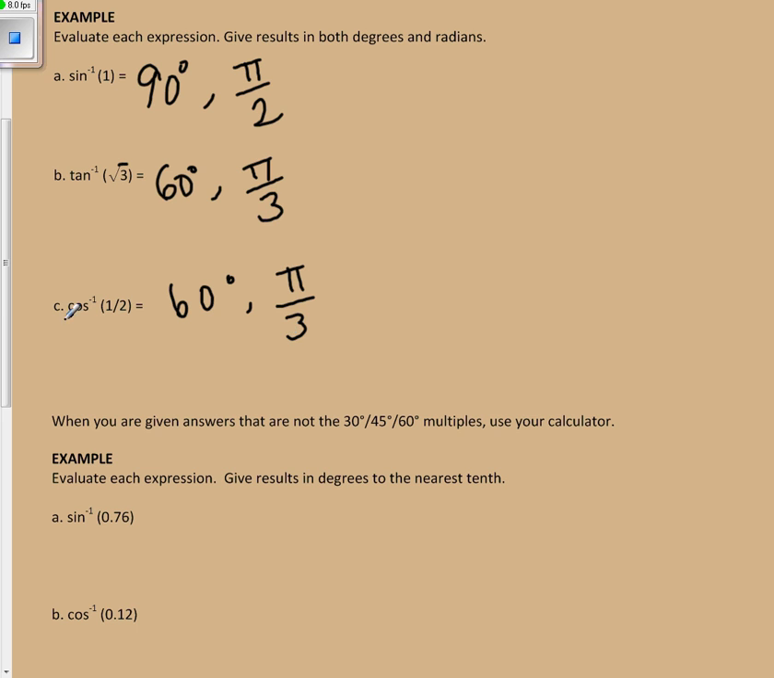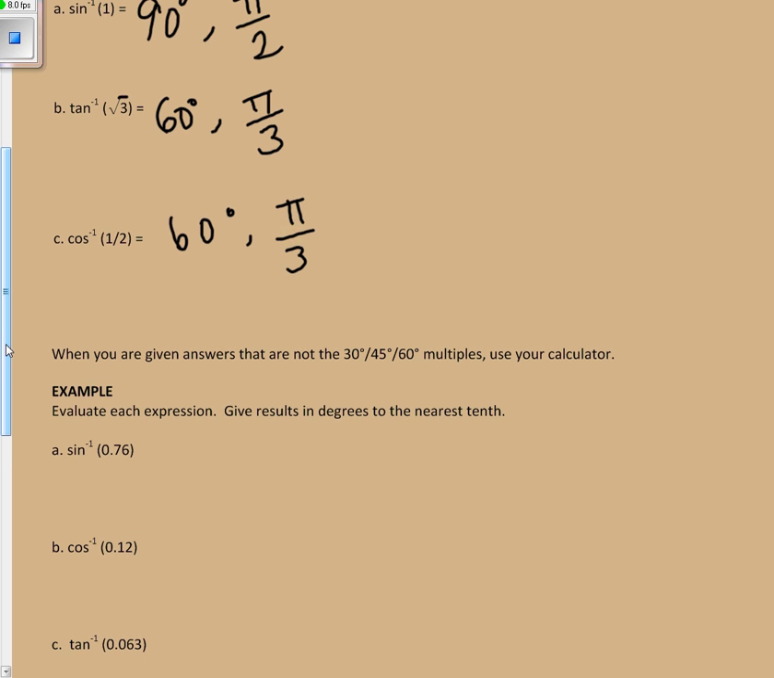Now, what happens if you're looking for something that isn't the answers of the 0, the 30, the 45, 60, or 90? Well, then what we have to do is we use our calculator. Do make sure that you are in degrees, because this example wants us to give our answers in degrees, so we are looking for angles in degrees. If it asks for it in radians, make sure you're in radians.